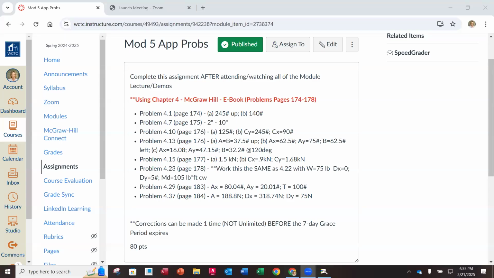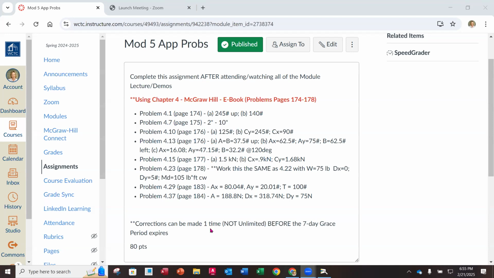Okay, so what I want to do now is go over the problems that we have assigned for Module 5 and make sure we have a good handle of where they are, what we're going to be doing, and what we're going to be calculating, and then also relate them back to some of the problems that we've done here in our practice problems.